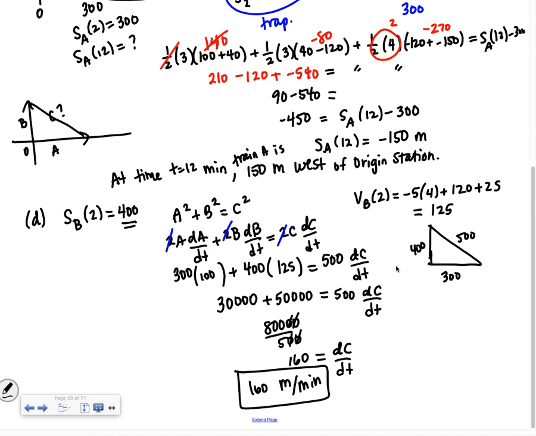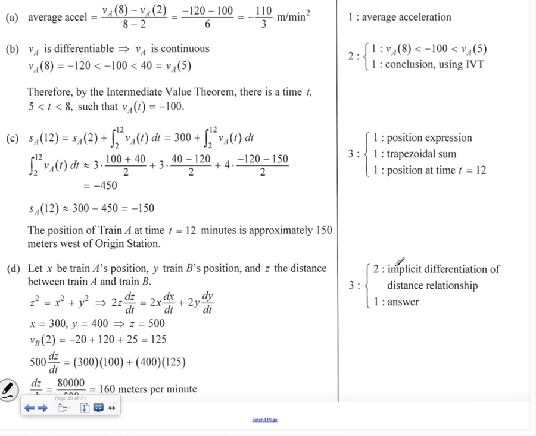Love that. All right, so now our scoring for this. For part A, you get 1 point for just having the average acceleration. A lot of times they'll say average acceleration with units. So if you didn't write your units, you wouldn't get the point. So we're good there. For part B, you get 2 points for recognizing that v sub A of 4 is smaller than negative 100 and v sub A of 5 is bigger than negative 100. So we have to go through that.